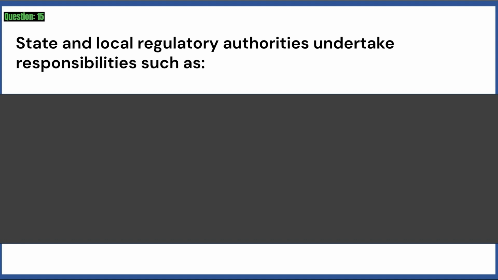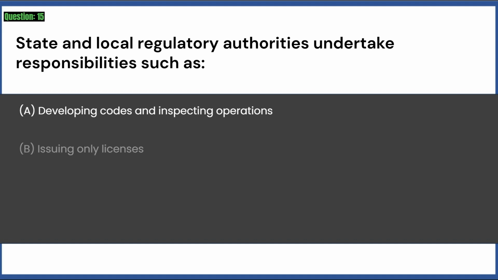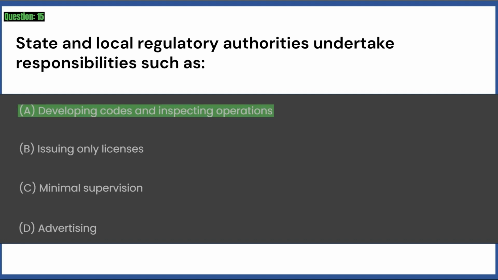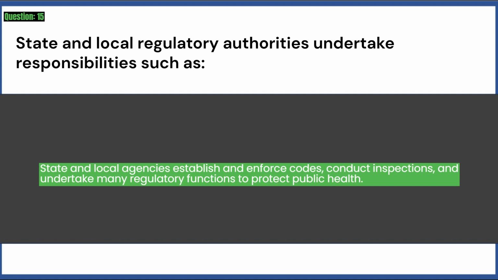State and local regulatory authorities undertake responsibilities such as: A. Developing codes and inspecting operations. B. Issuing only licenses. C. Minimal supervision. D. Advertising. Answer: A. State and local agencies establish and enforce codes, conduct inspections, and undertake many regulatory functions to protect public health.